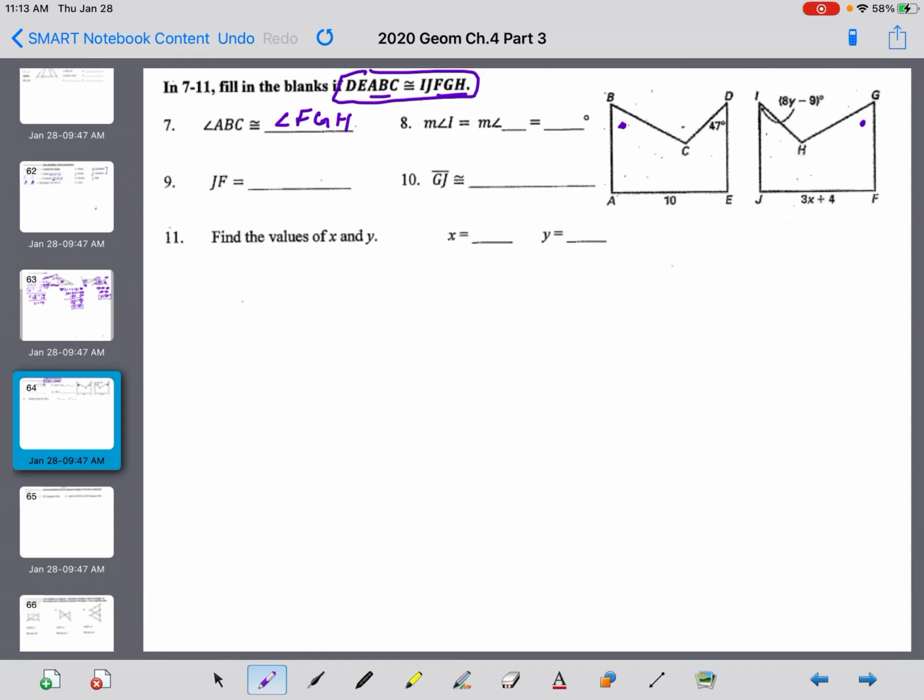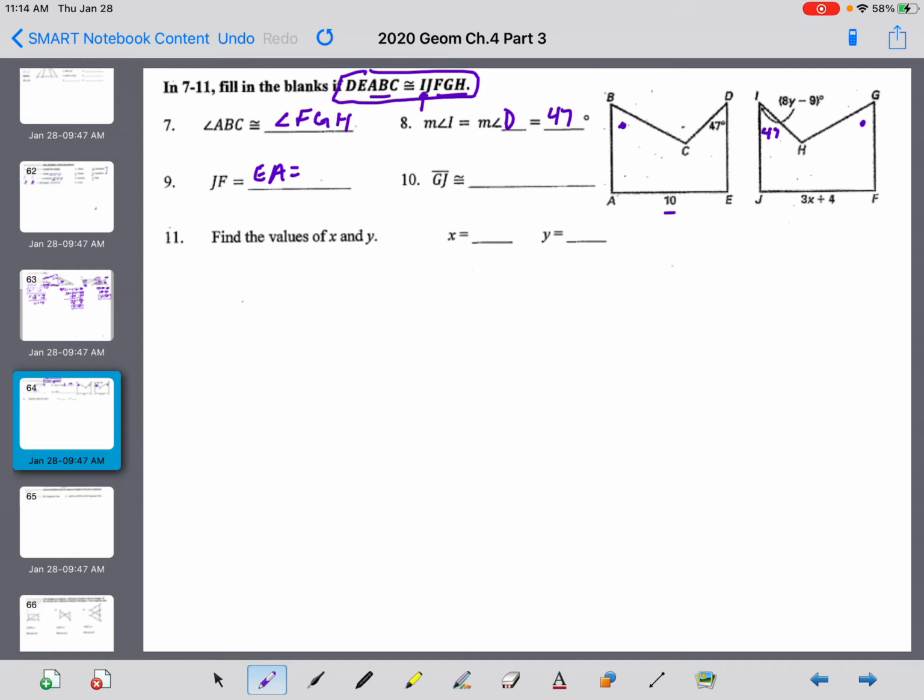Measure of angle I. I is the first letter in the second one. So that's going to match up with angle D. And now this next spot is asking for a number. Angle D is 47. Well, that means both those angles would be 47. So angle I would be 47 as well. So they're both equal to each other, and they're both equal to 47. JF. Now you can give me two different answers here. You can give me JF is equal to EA. You could go EA.